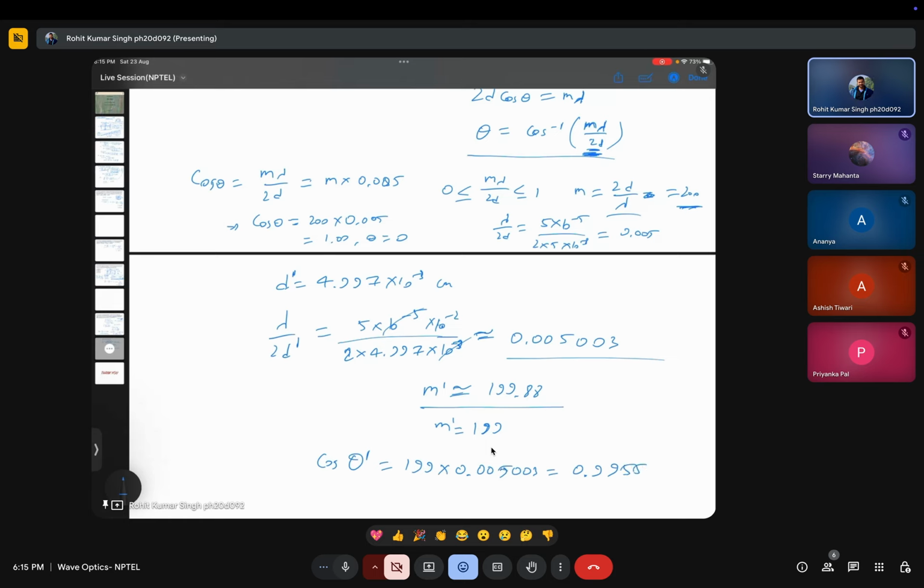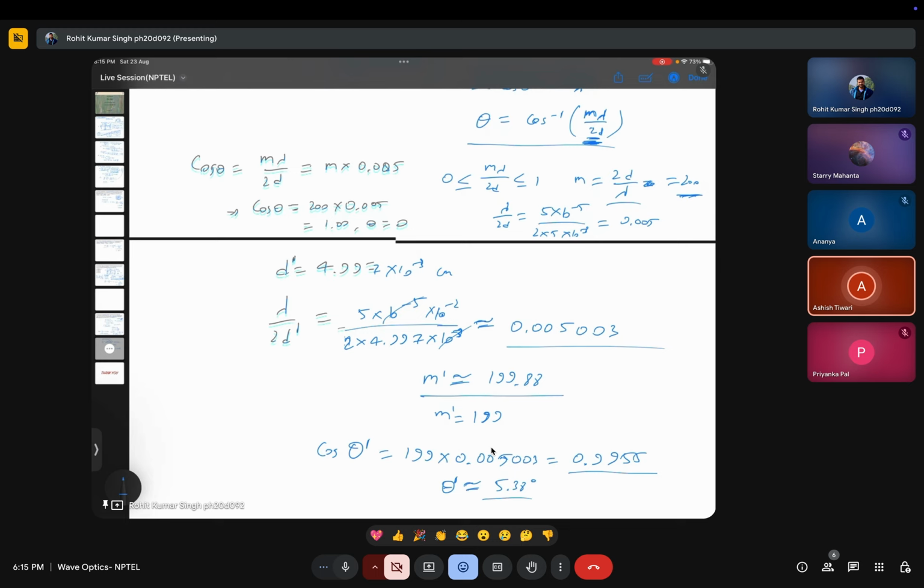Then theta prime, you can just take the inverse of this, so 5.38 degrees, something like this. Okay, theta prime.